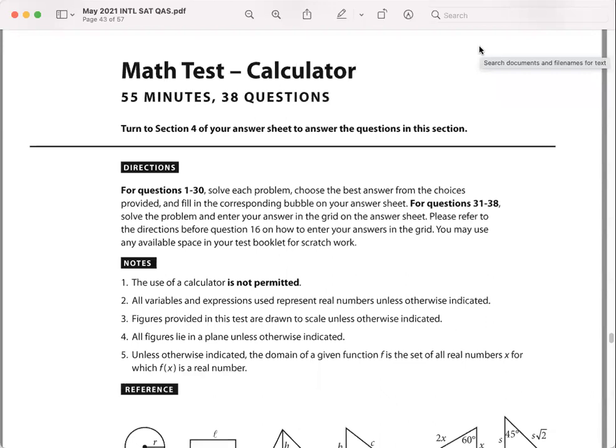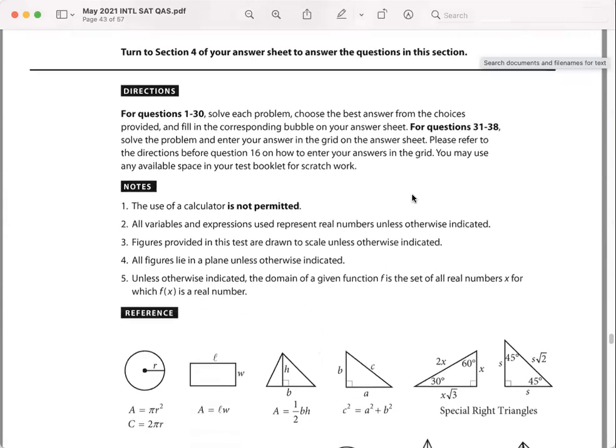In today's video, we'll discuss the calculator section of the May 2021 International SAT. So let's begin.